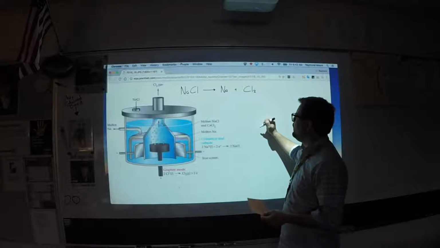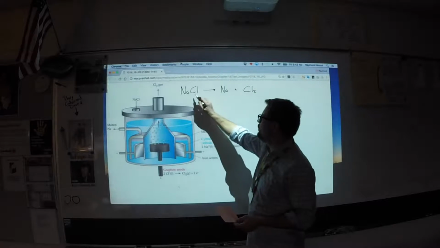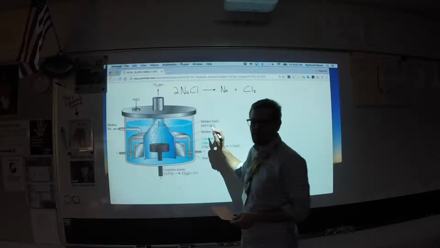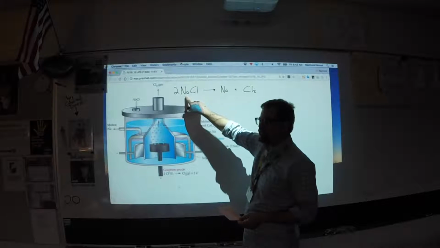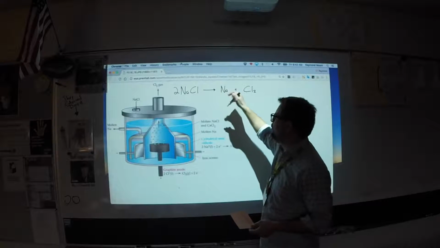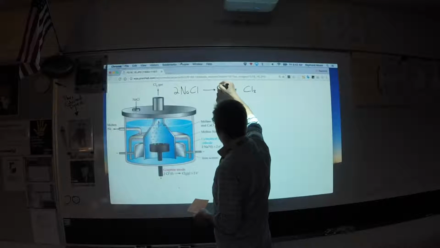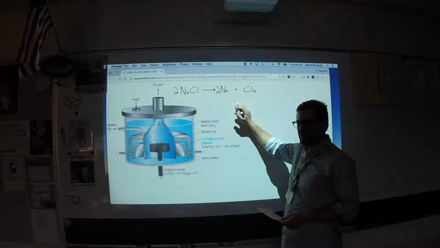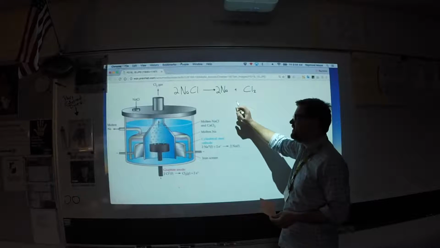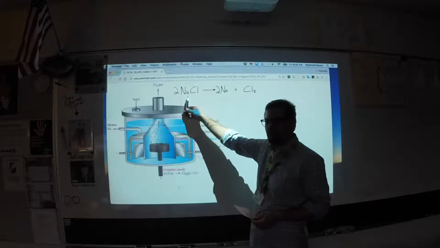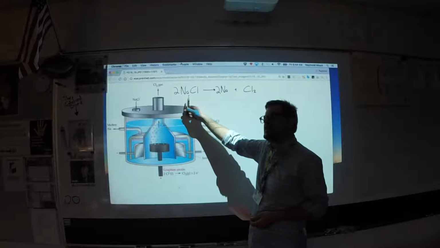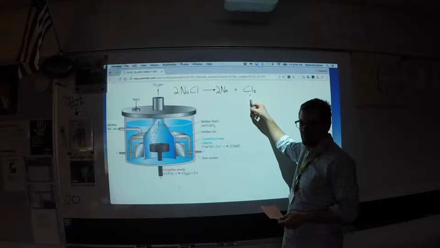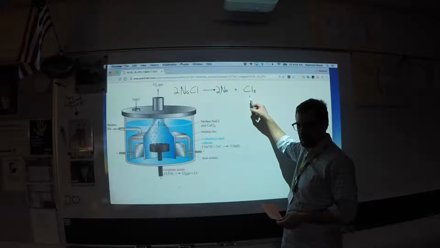Now to balance this equation, we have 2 chlorines here and 1 here. So we put a coefficient of 2 in front of the NaCl. And then we have 2 sodiums there, so we need 2 sodiums here to balance it. So we put the coefficient of 2 in front of that second sodium. And what this balanced equation tells us is that for every 2 moles of sodium chloride that we put into the reaction, we're going to get out 2 moles of sodium and 1 mole of chlorine gas, Cl2.